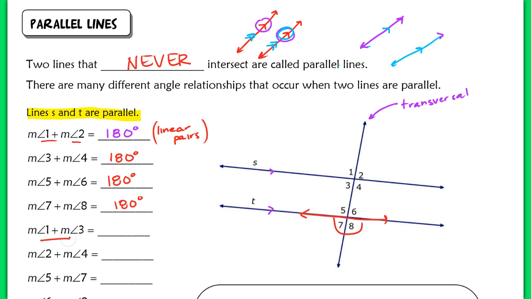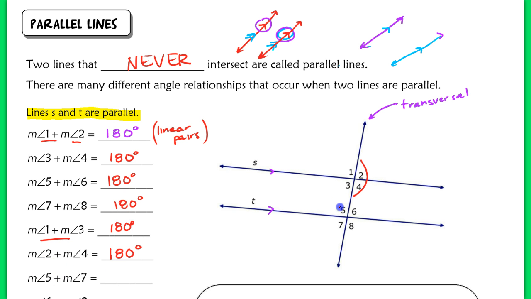If we look at angles 1 and 3, look at that. That also forms 180 degrees. We get that straight line, and these are linear pairs as well. So if we go through here, angles 2 and 4, they also appear to be forming a straight line, so that's 180 degrees as well. Those are linear pairs.